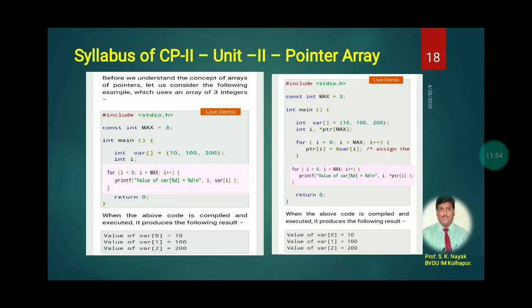I equal to 0, I less than max, I plus plus. Here, why is it less than max? Because we know an array always starts from position 0 to the n minus 1th position. So now, next, printf value.